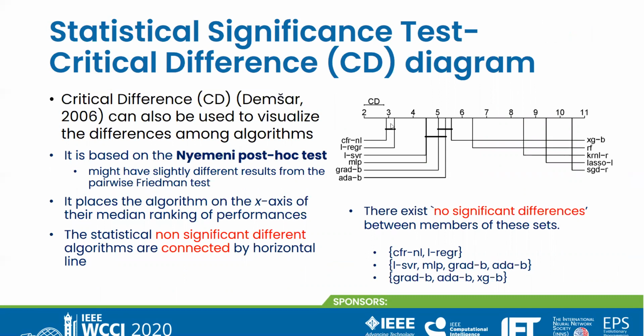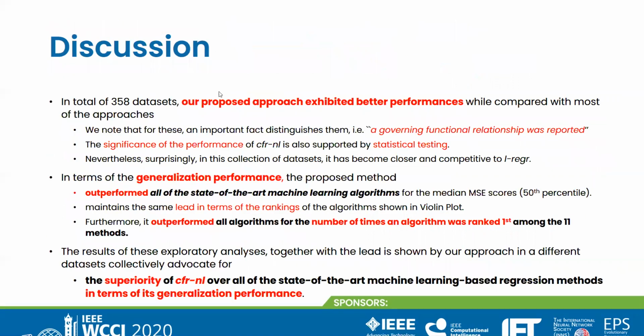So these two methods, basically our method and linear regression, were superior to all the other machine learning regression methods that we have studied. So in the 358 datasets that we have studied in this paper, our proposed approach exhibited better performance when compared with most of the approaches.